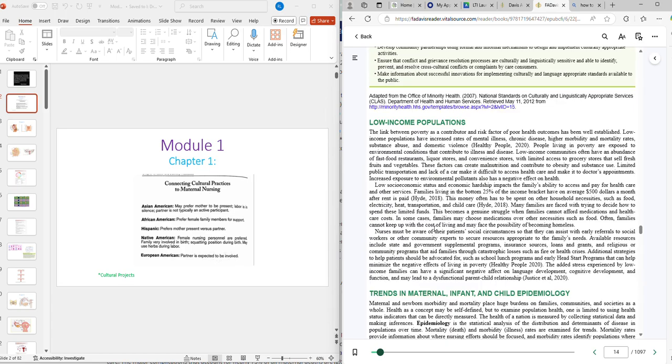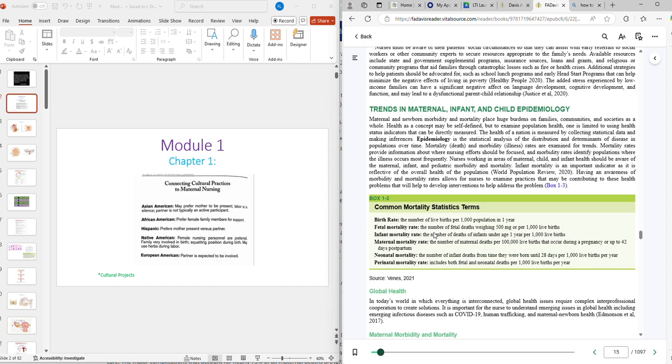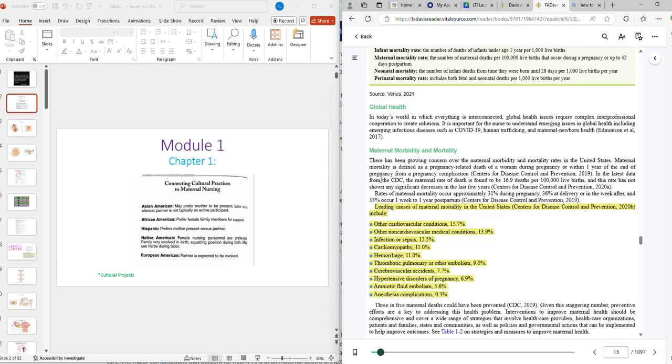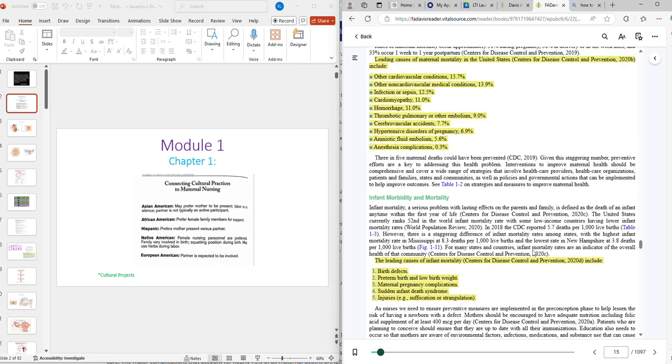On page 15, it starts talking about the trends in maternal, infant, and child epidemiology, common mortality statistics terms, and then I have some information here that you need to be familiar with. So, leading causes of maternal mortality in the United States include these issues. I want you to add one. I don't have a percentage for it, but it's very important. It's lack of prenatal care. And then it talks about the infant morbidity and mortality and the leading causes.